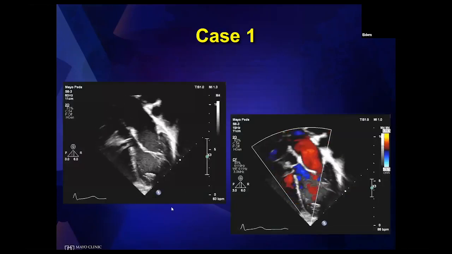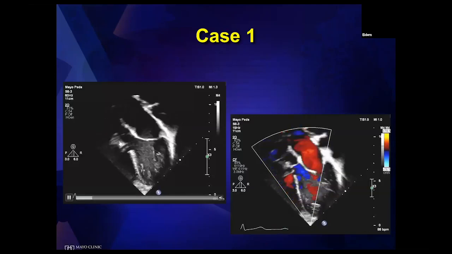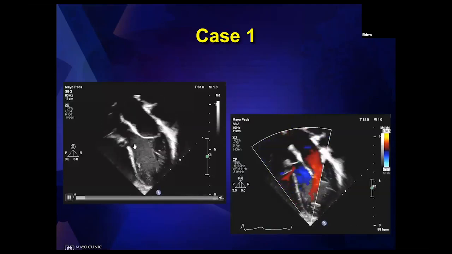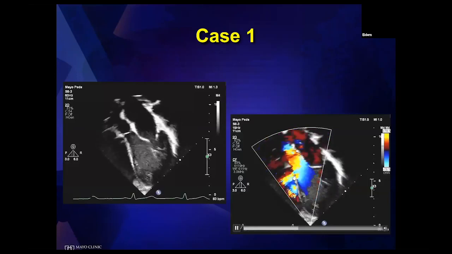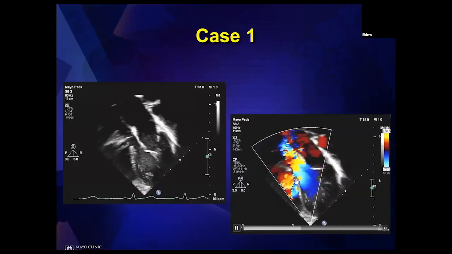As we look at the apical view, we can look at the left ventricular outflow tract. We see a dropout in our 2D imaging in the region of the membranous septum, and by color, we see a significant left to right shunt across this region into the right ventricle.